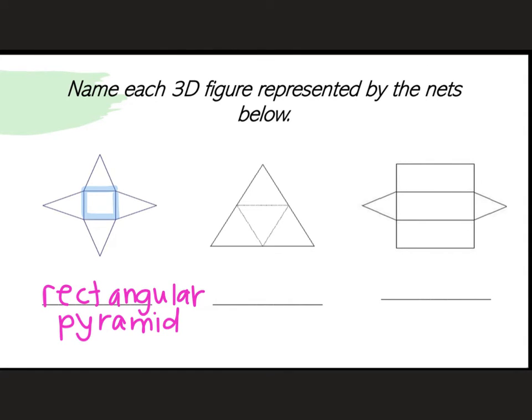Looking at the next one, same idea. I do see 4 triangles, but if you think about a pyramid, right, your sides are triangles as well. So it's very similar to that first one we just looked at, except my base is a triangle. So this is a triangular pyramid.